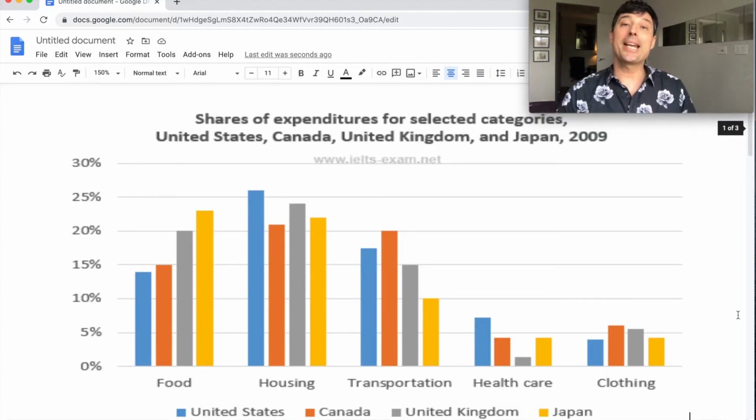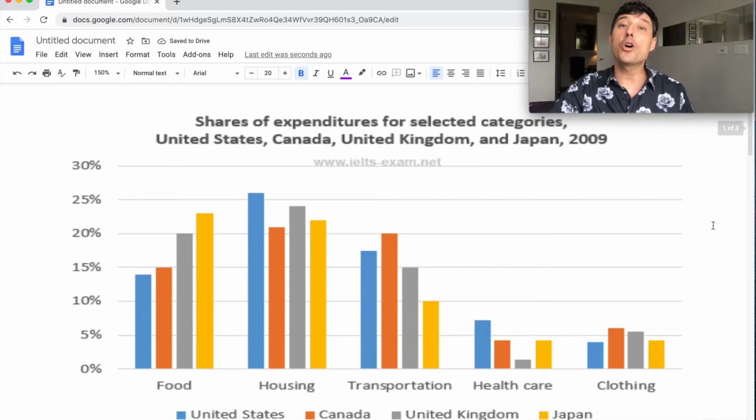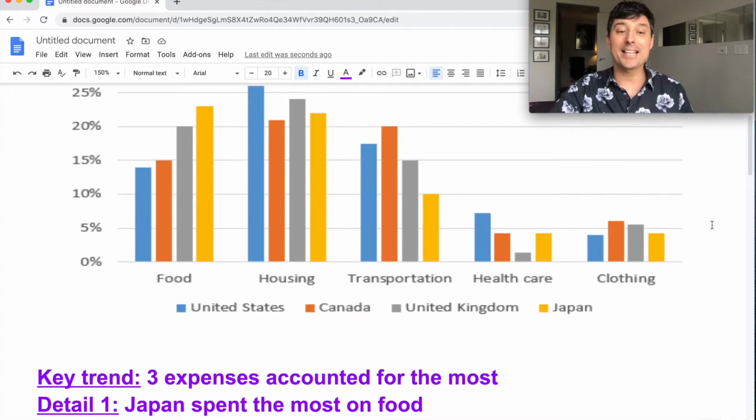After we get that key trend, we need to come up with 2 or maybe 3 details to write about in the second paragraph. So for me, a good detail would be that Japan spent the most on food out of all the other expenses. So I'm going to put for my first detail that Japan spent the most on food. Of course, I'm not going to write this in my essay. This is just an idea. I'm going to use this idea and make some really beautiful English in my big body paragraph.